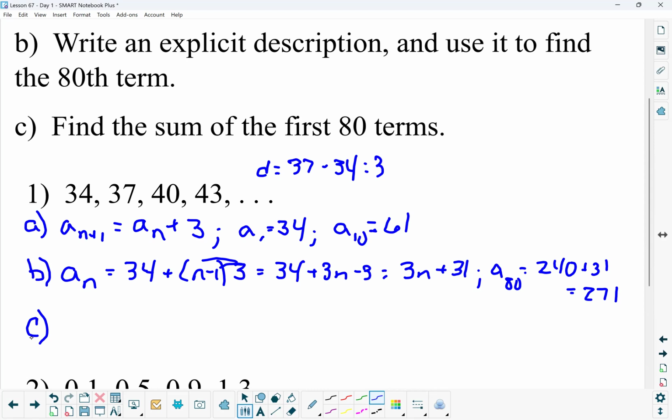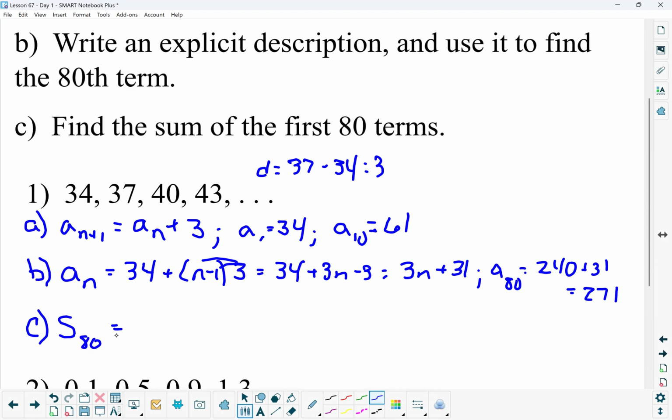The last thing we're going to do is find the sum of the first 80 terms. And I'm not going to start at 34 and keep adding until I get to 271. I'm going to use the formula. Generally, the way we indicate this is S for sum, and then a subscript for the number of terms we're going to add together. In this case, 80.